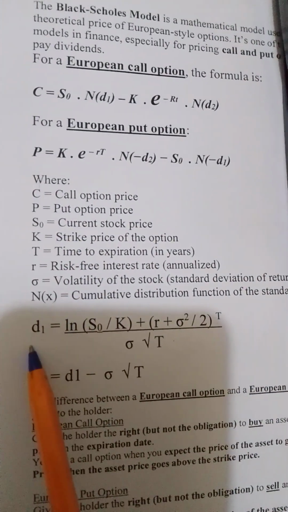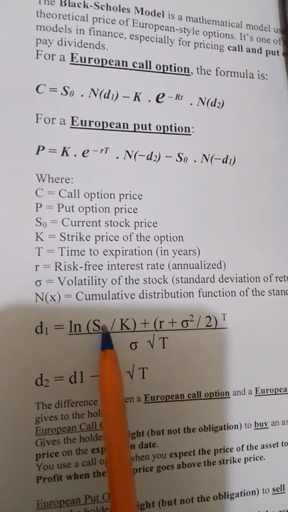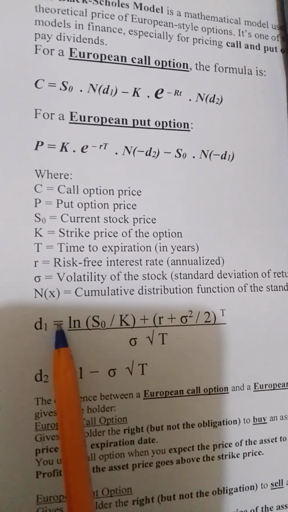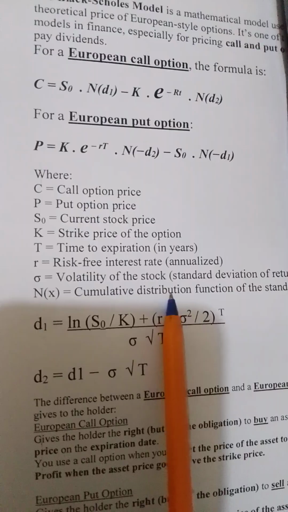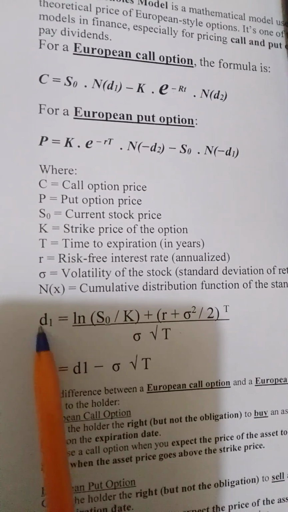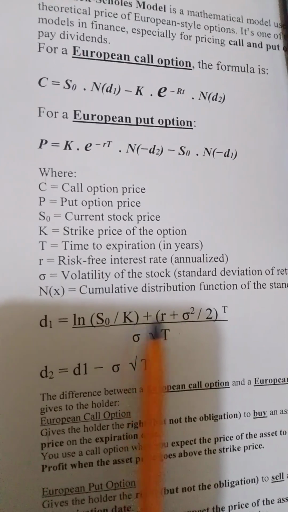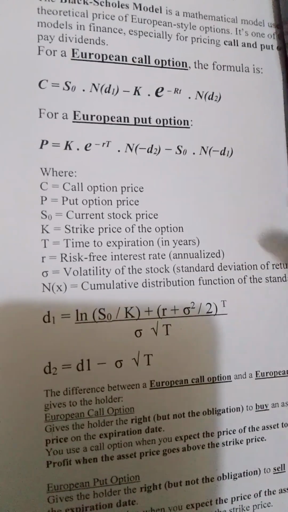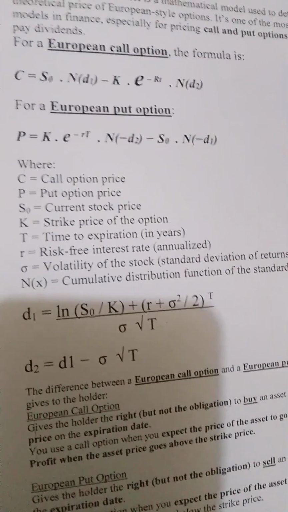Then try to understand how to calculate D1. I've told you we first deal with this part and then we sum up with the other part. For D2, we have calculated our D1, then we subtract that part there. Now we can move to the next page.